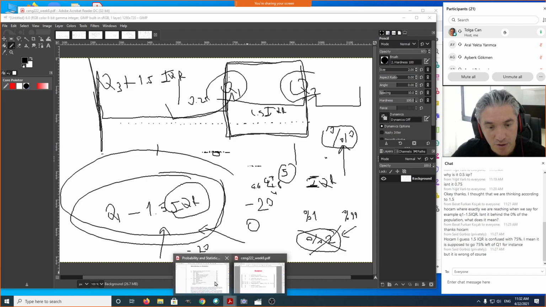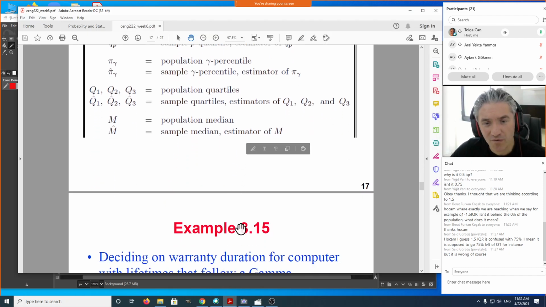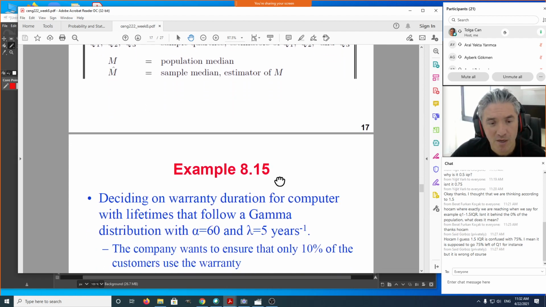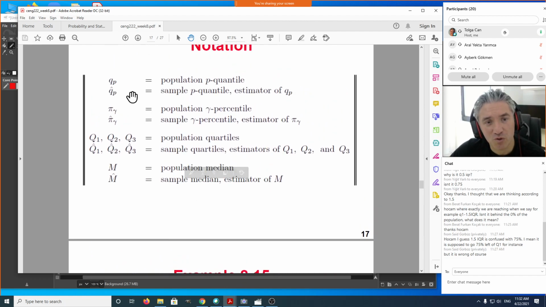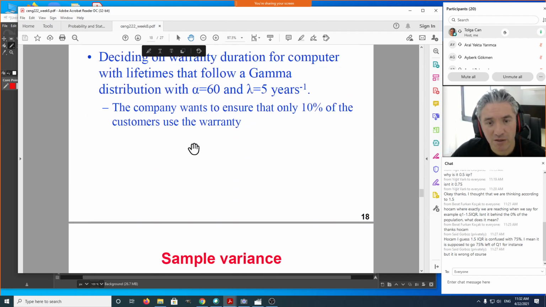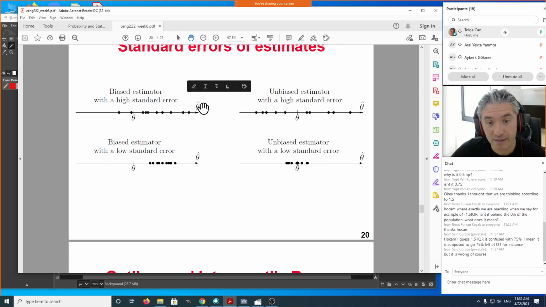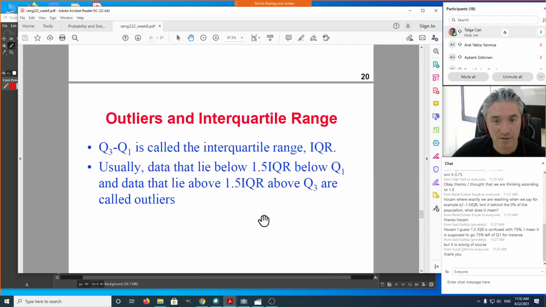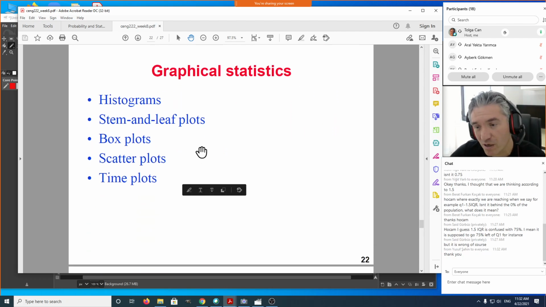All right, so we're out of time, and I'm going to continue with this. We have only 10 slides left. We are going to finish this on Tuesday. We are going to look at some examples of how to compute these quartiles, percentiles, and the median. We're also going to talk about the sample variance and the standard deviation of our estimators. And as I said, we're going to be able to finish this in 1 hour on Tuesday.